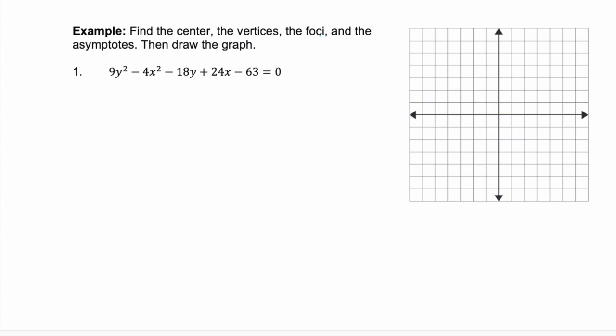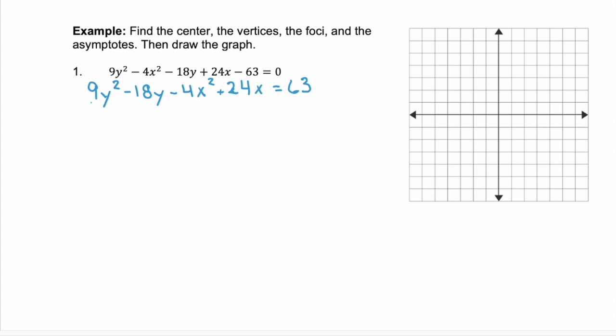But notice, this isn't in that standard form, so we need to put it into standard form. First step is to get all of our variables together. So we want our y's together and our x's together. So we'll have 9y squared minus 18y minus 4x squared plus 24x. And we're going to move the 63 to the other side, right? Add it to both sides and we get 63.